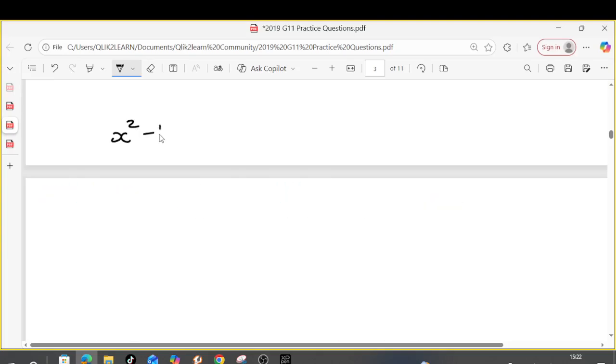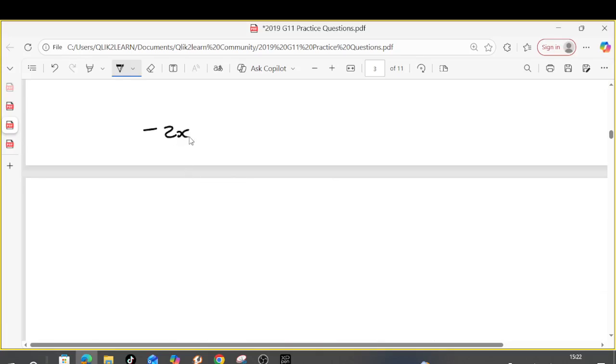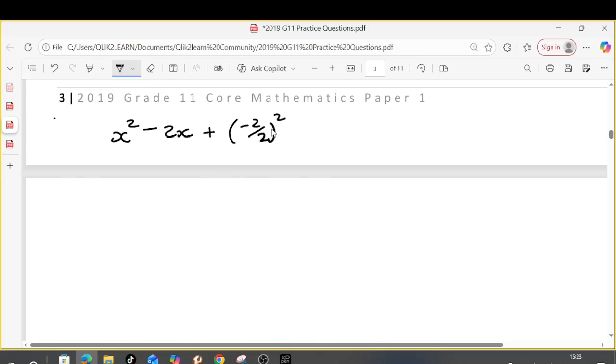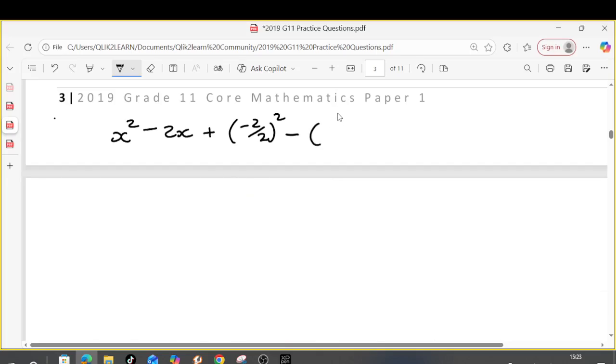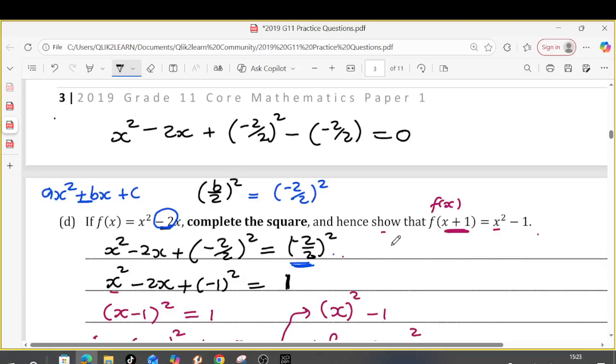It's going to be x squared minus 2x plus, inside the bracket, negative 2 over 2 squared. He's saying that after adding whatever you are adding, make sure that you subtract it again, minus 2 over 2. Then equate everything to 0. That is what Zandile is saying, because if you do that, you'll still get the same answer.